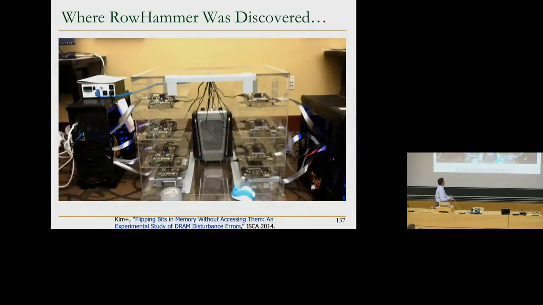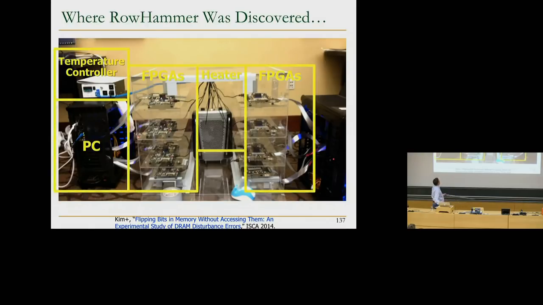So this is actually the original paper, and the original setup where it was discovered. They needed to control the temperature because the memory behavior is very temperature dependent. There was a heater controlling the temperature on these memories there. The memories were accessed through FPGAs, which is also the ones that you will be using in your exercises.